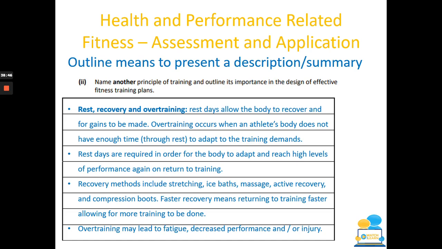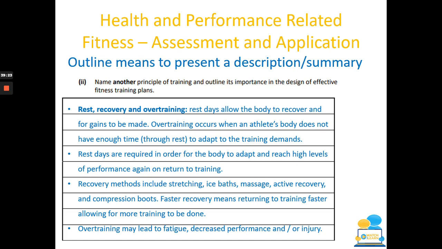So a common misconception is that we get better when we train. That's not actually true. Training actually makes us a little bit worse in the short term, and then when we rest and recover, our bodies adapt, and we come back a little bit better the next time. Overtraining occurs when an athlete's body does not have enough time through rest to adapt to the demand. So if we do too much training, we don't give it the rest time to adapt, and that results in overtraining.